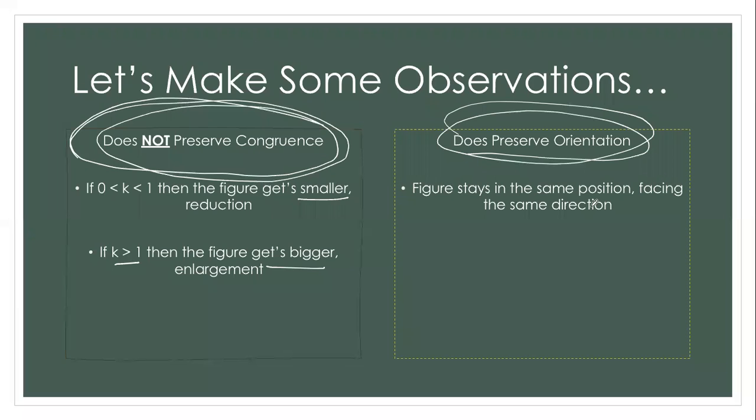So dilation is the only transformation where it does not stay congruent. That's what that second line says. So they're not congruent, but what else? They preserve orientation. So it does preserve orientation. And dilations are just transformations where it does not stay congruent.